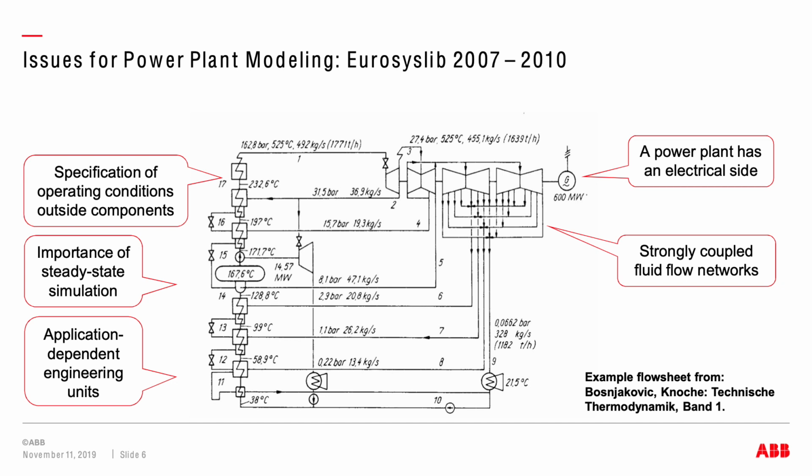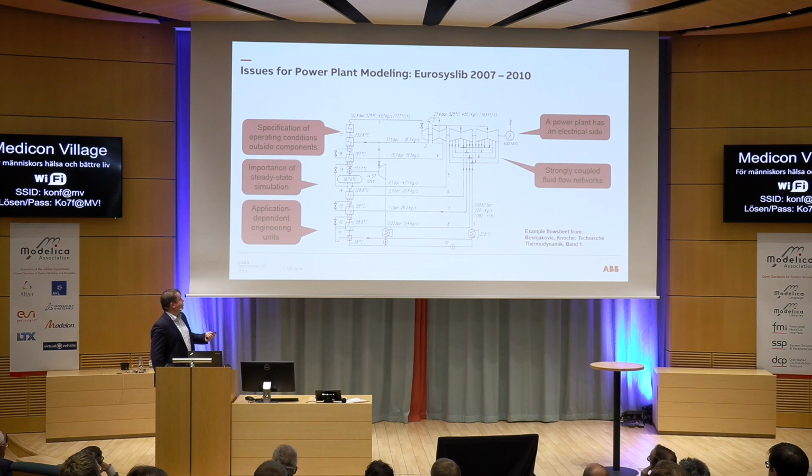Engineering units, yes, we can stick to SI, but in power plants, no one wants to work with Pascal and Kelvin, and in the US, they don't even want to use bar or degree centigrade, so we need to be flexible regarding the engineering units. We have strongly coupled fluid networks, and this causes a lot of headache for the numerical treatment. And last but not least, already at that time we saw there is always an electrical side, even though at that time we still focused on the thermal side.